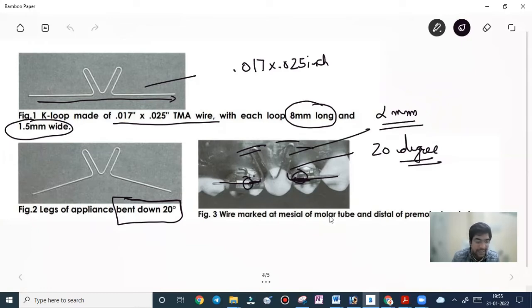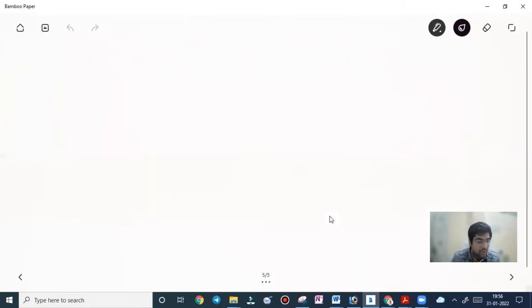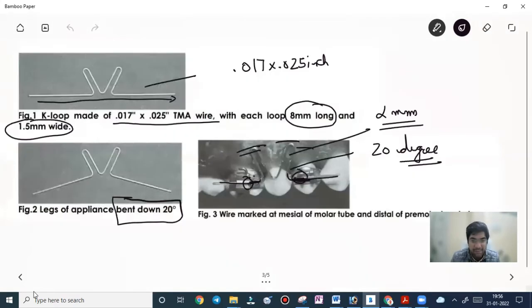Remember, these are 20-degree bends in the appliance legs. They will counteract the tipping movements that are created by the forces of the appliance. And these moments are reinforced by the moment of activation as the loop is squeezed into place. So what will the molar undergo? The molar will undergo a translatory movement instead of tipping.